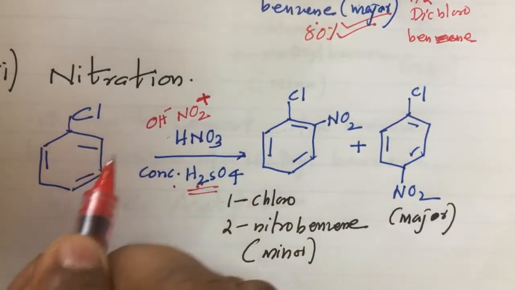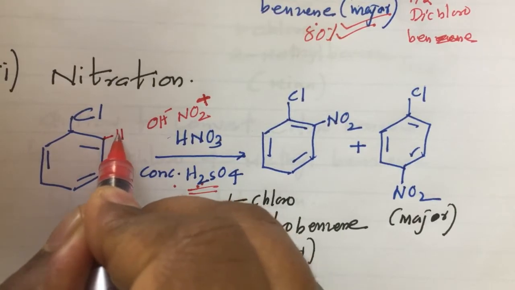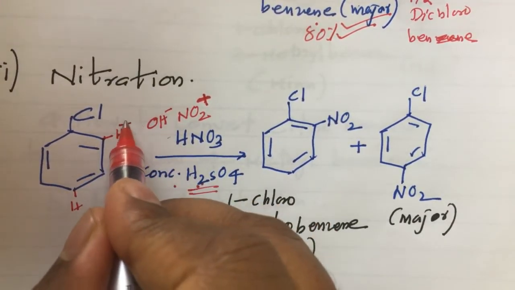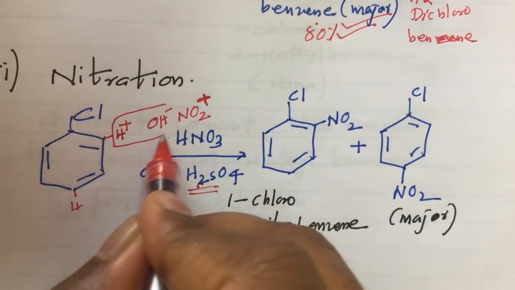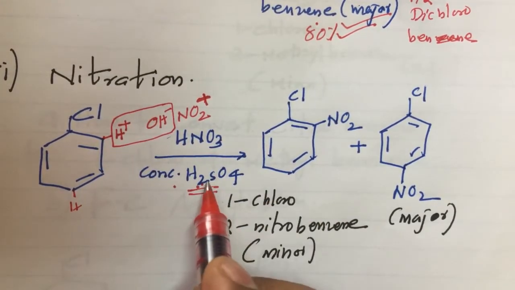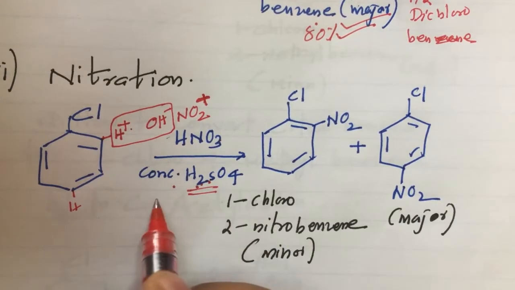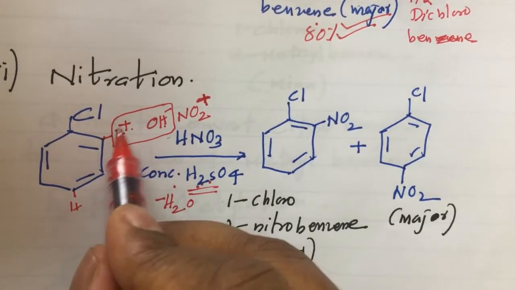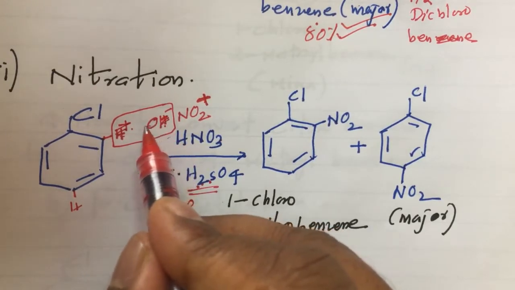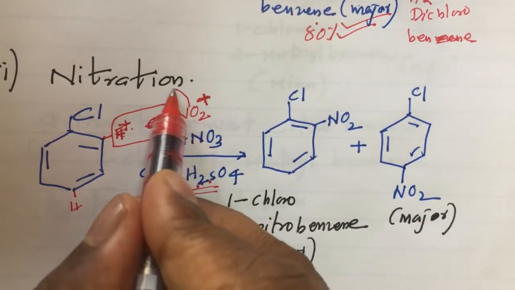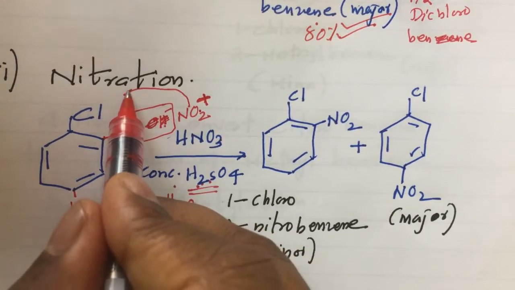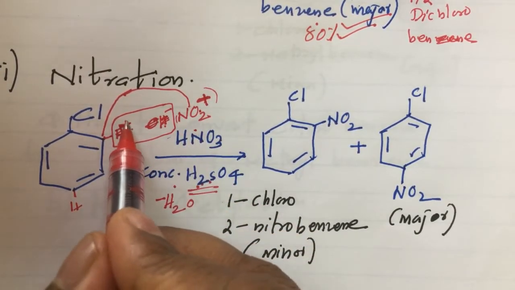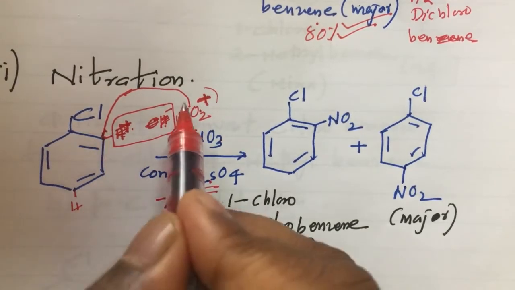Then H from ortho and H from para: H plus, then OH minus from water. As I already said, sulfuric acid helps to remove the water, so the byproduct is H2O. Then what is remaining? NO2. NO2 plus is the electrophile, and this electrophile replaces H plus. So it is called electrophilic substitution.